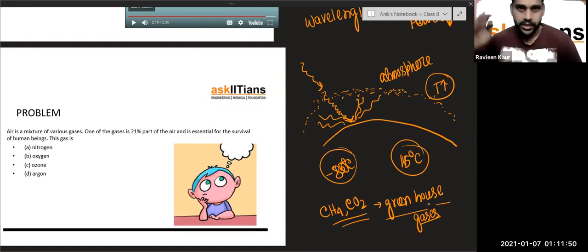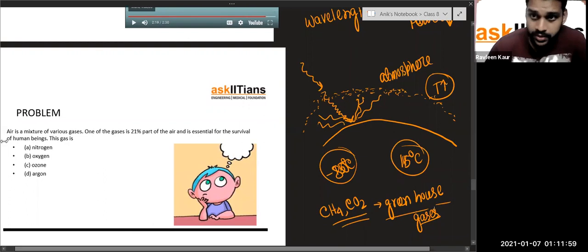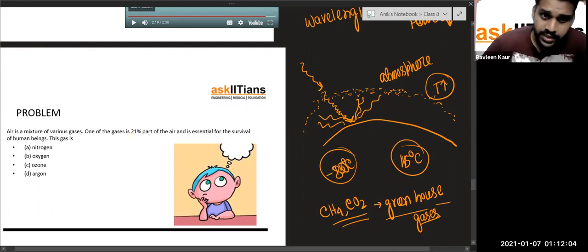Okay, so this was all about it, and let's go through some of the questions. Let's see whether you can answer these questions or not. Air is a mixture of various gases. One of the gases is 21% of the air, and it's essential for the survival of human beings. What is the name of that gas? A, nitrogen; B, oxygen; C, ozone; and D, argon. Tell me. So the right answer would be B, right?